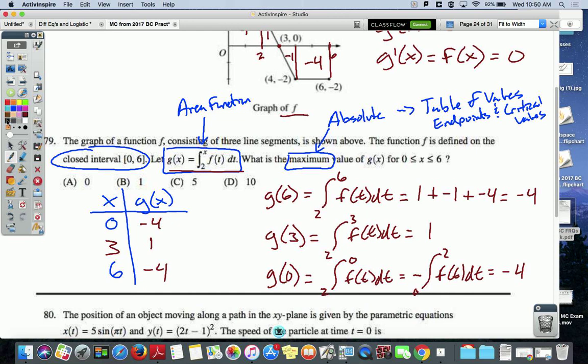I now look at the highest value out of all of these g of x values, and it's a 1. So that's the absolute maximum on the interval 0 to 6.